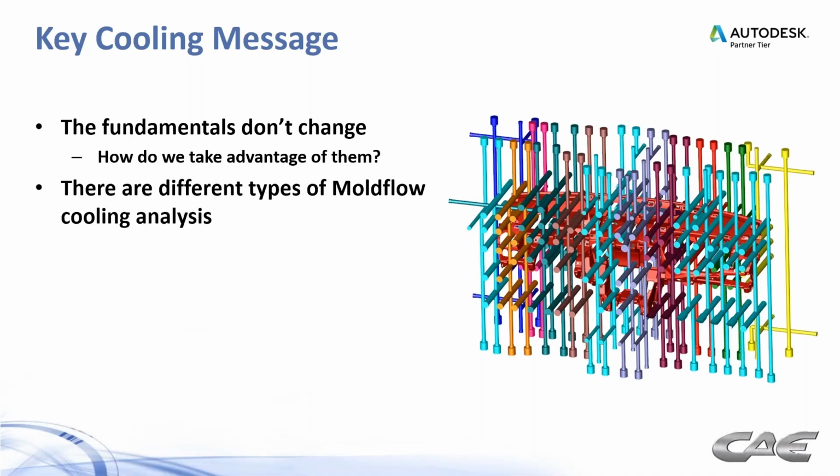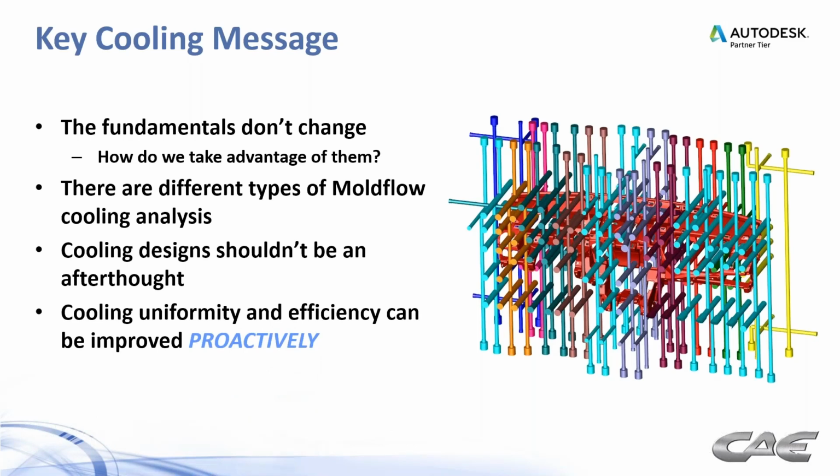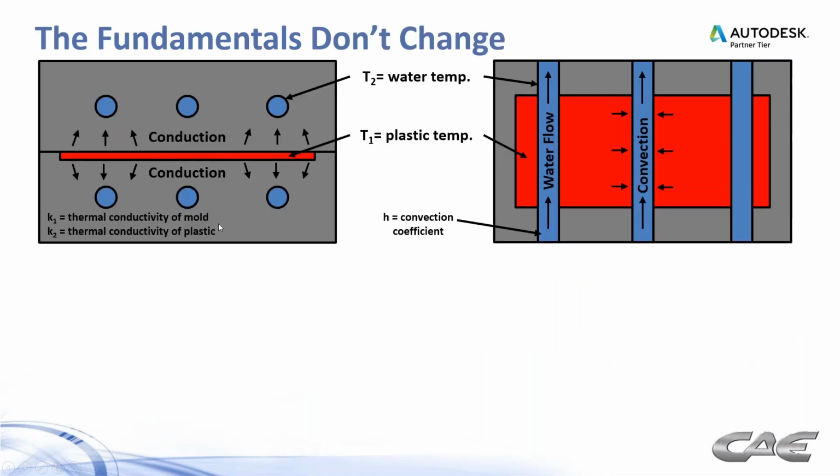As I mentioned, there are different types of Moldflow cooling analysis, and we'll get into those. But cooling design should not be an afterthought. Cooling uniformity and efficiency can be improved proactively, and we do that through simulation. So again, the fundamentals don't change, right? It's the way we get heat out of the mold. It's a heat exchange system. It's a heat exchanger.